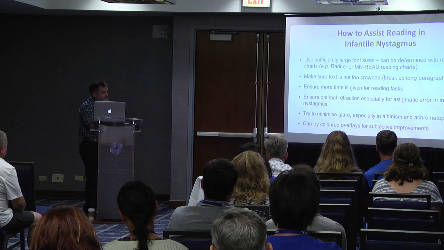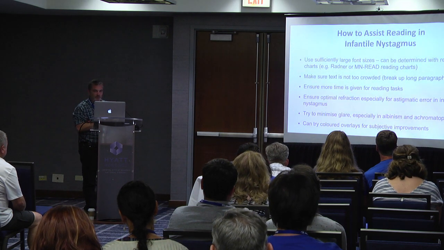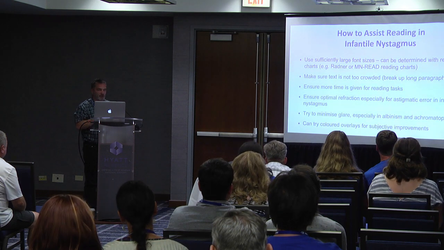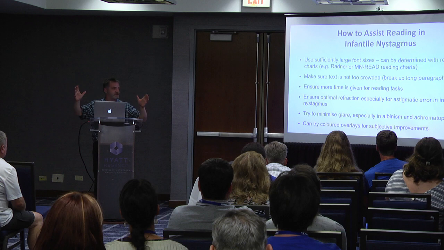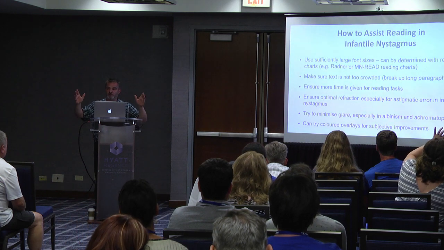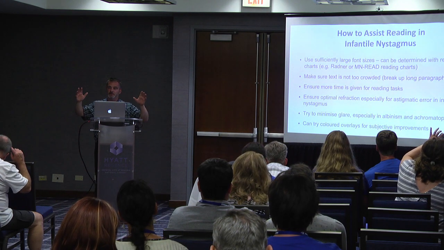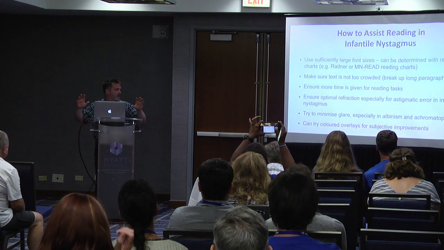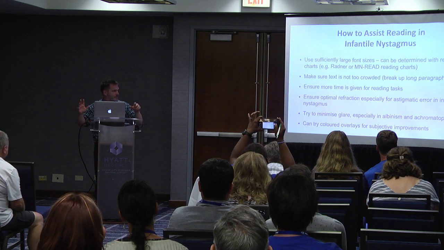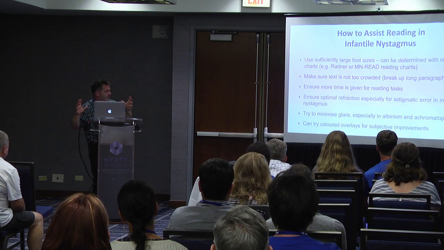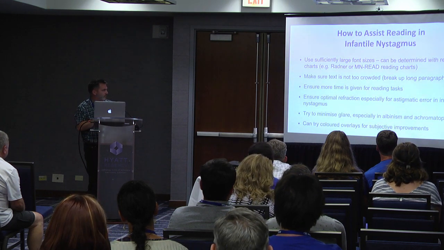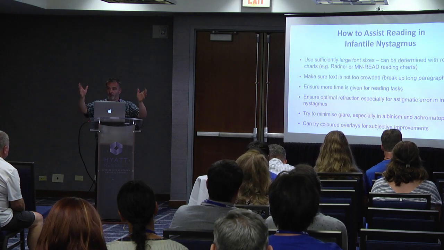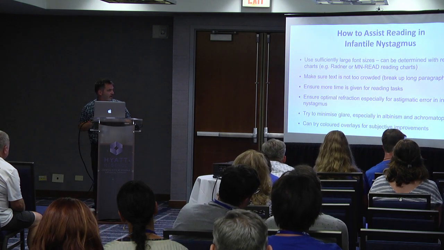Now, I've got some, what I think are maybe some practical tips for reading in infantile nystagmus. The most obvious one is this: to get the font size that is optimal. If you get the font size that you need, more than likely you're going to be reading at a normal speed. Make sure the text isn't too crowded. Break up long paragraphs if it's a document and you have any control over that. Maybe give a bit more time for reading large amounts of text.